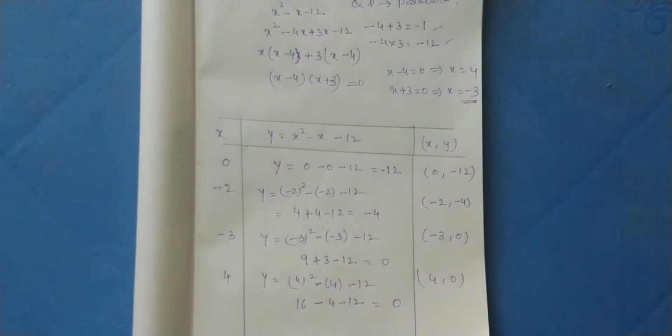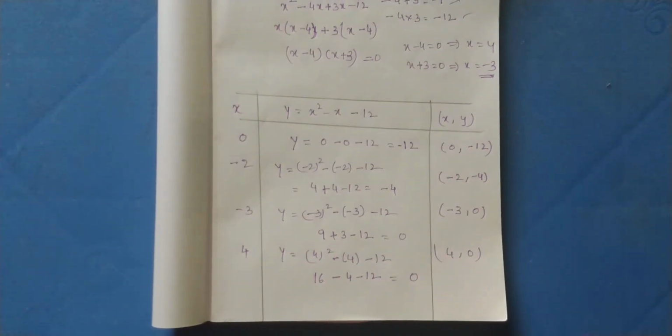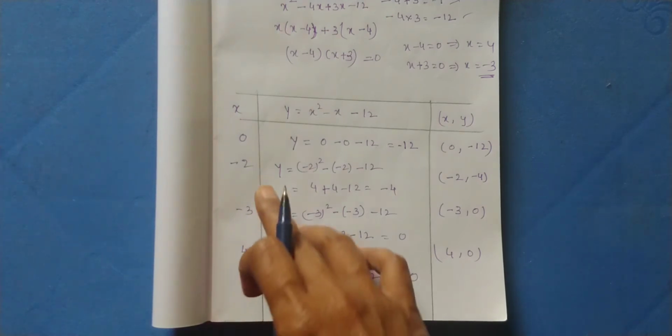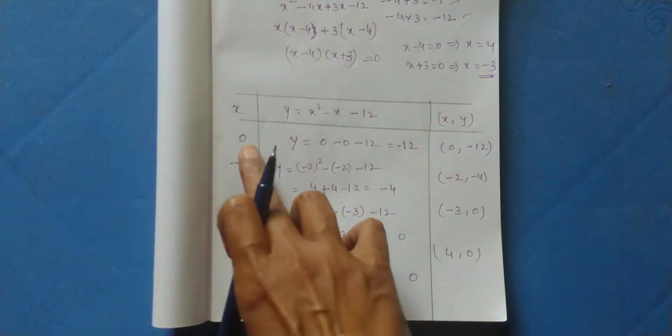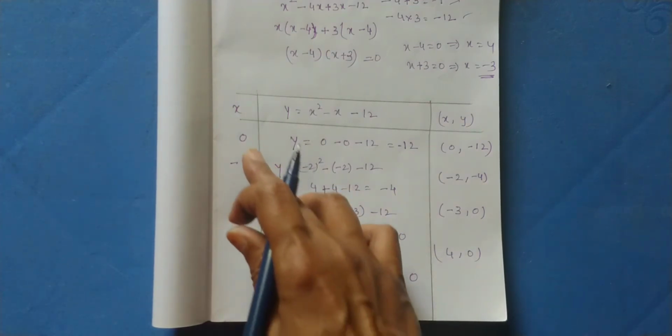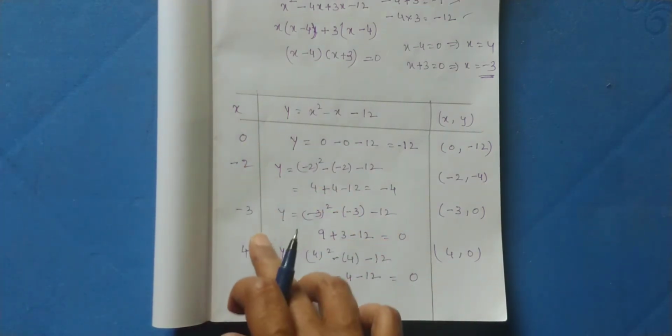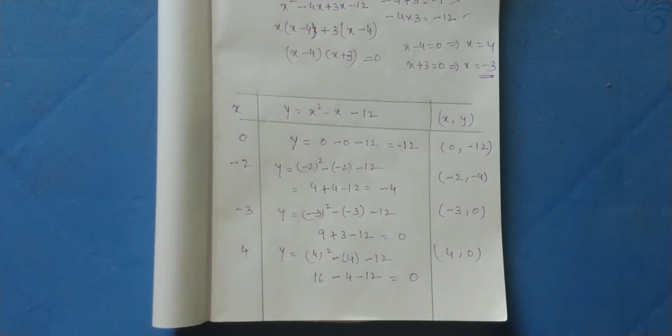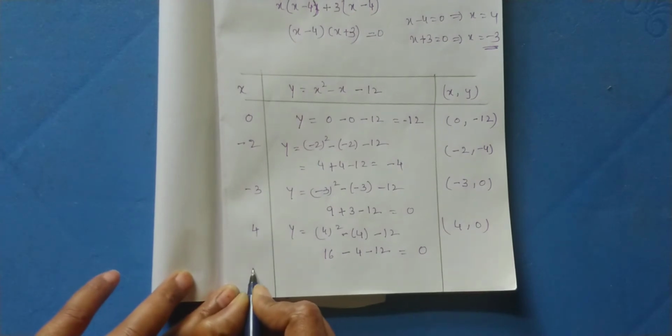Already we got 4 points, so we need to take 1 or 2 more extra. Which should be the 2 points? 0 is common every time, and 0 and minus 2 are the between values of minus 3 and 4. Now you take one value which is above the 4 or above the minus 3. So I am going to take 5.